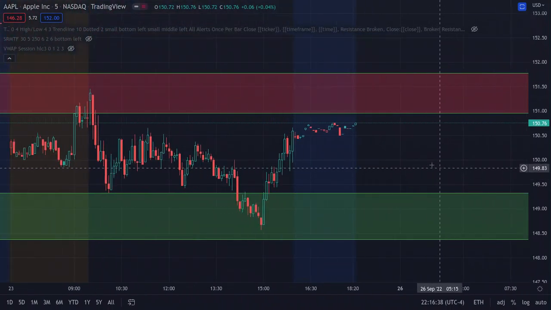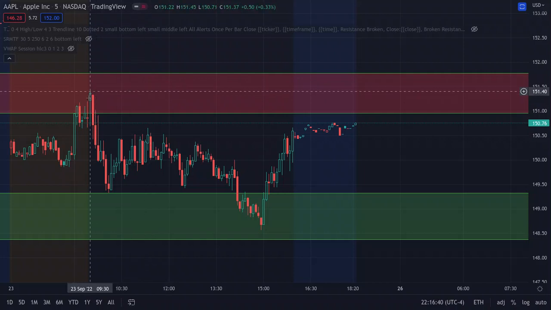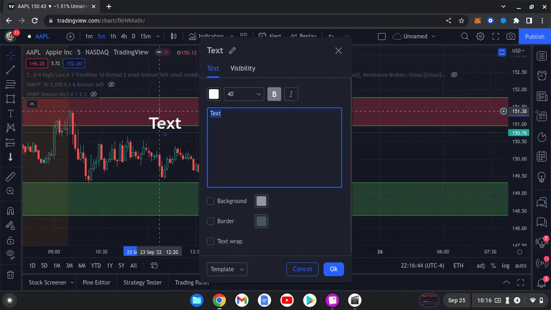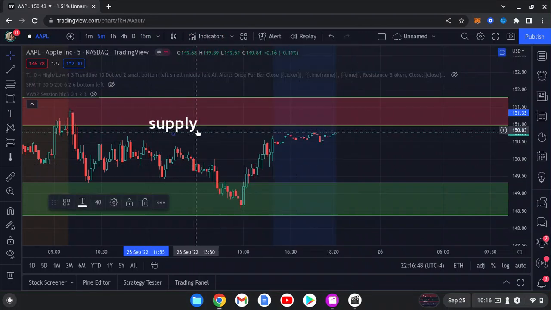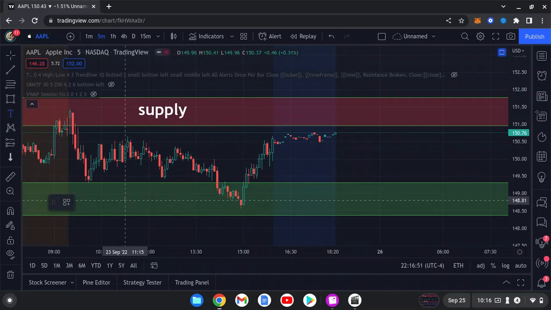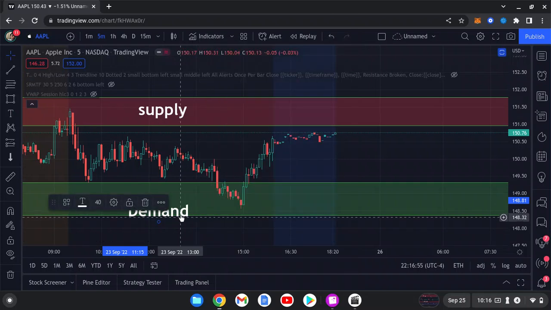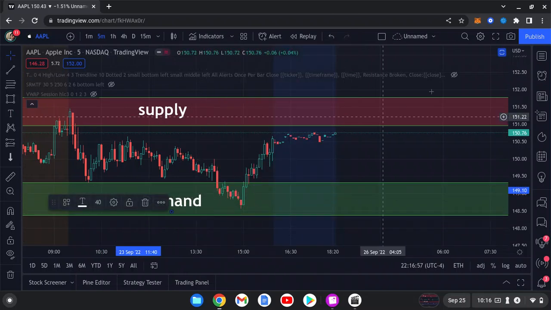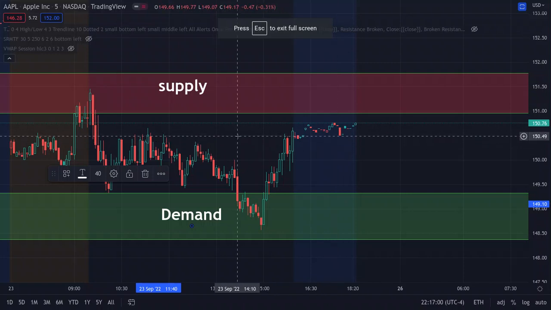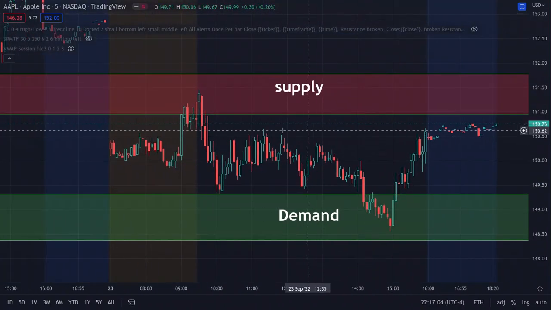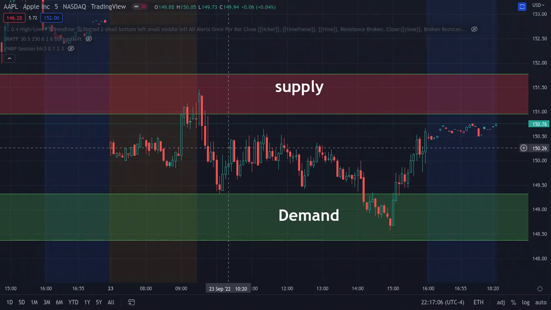So right from the bat on the 5-minute time frame, let me just write it in. We can see how well the supply and demand level worked on this day. So this is September 23rd, so the last trading day.